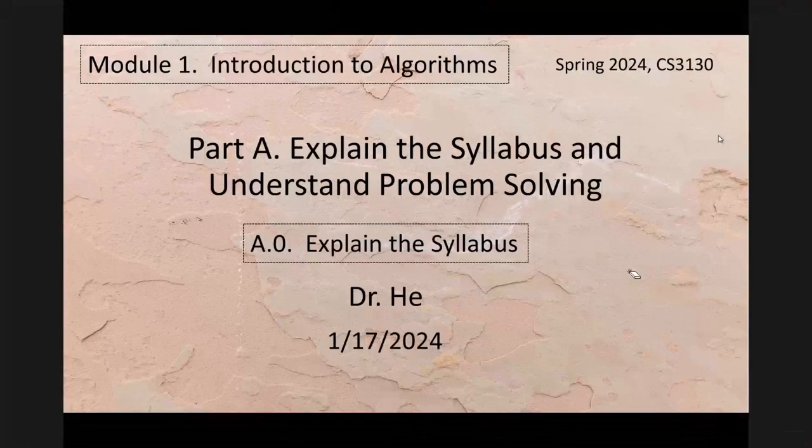Module 1, Introduction to Algorithms. In our first module, I will give you 4 classes, organized in part A, B, C, D. 4 parts. Today, part A, first class. Explain the syllabus and understand problem solving.